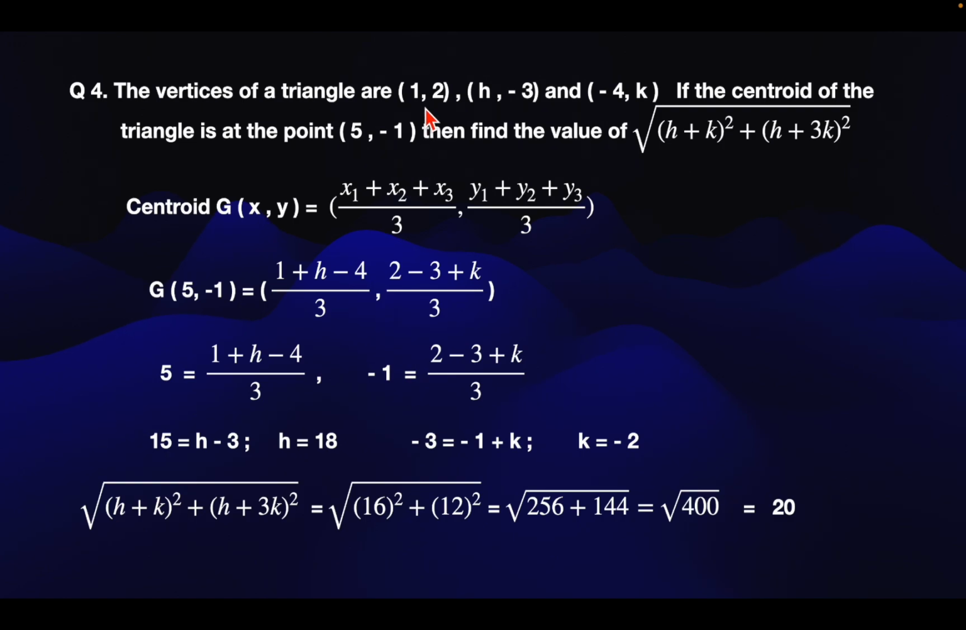Substitute here. This is x1, 1 plus h minus 4 upon 3, 2 minus 3 plus k upon 3. Now this is the x coordinate, which will be equal to this. Write it down. This y coordinate will be equal to this. Write it down. Simplify, you get the value of h as 18, k as -2. Now this value you have to substitute here, because they are asking us this expression. So here I have substituted it and solved it, and I get the value as 20.